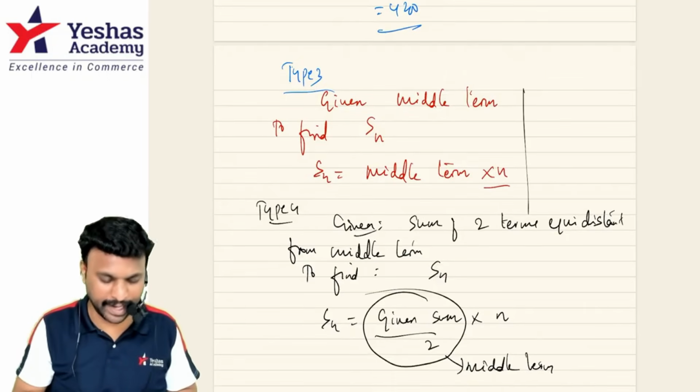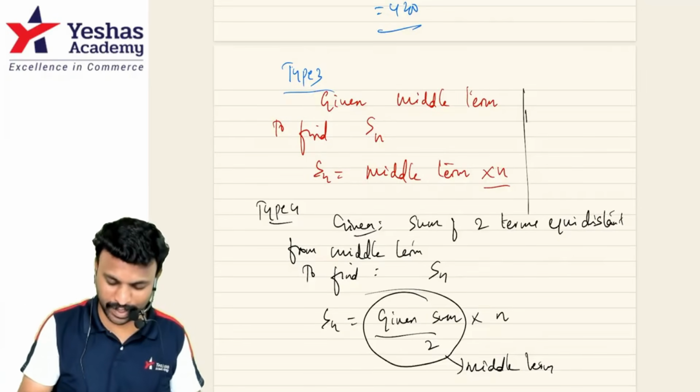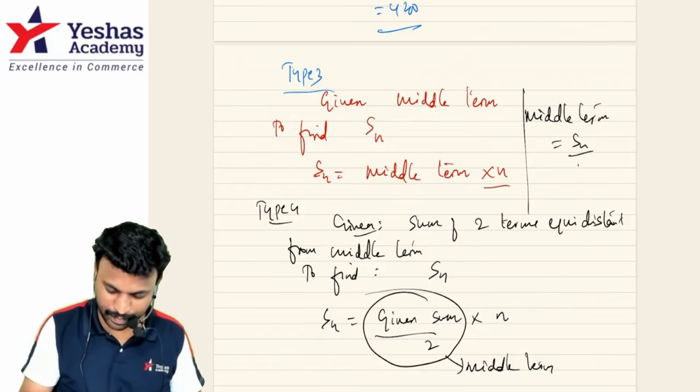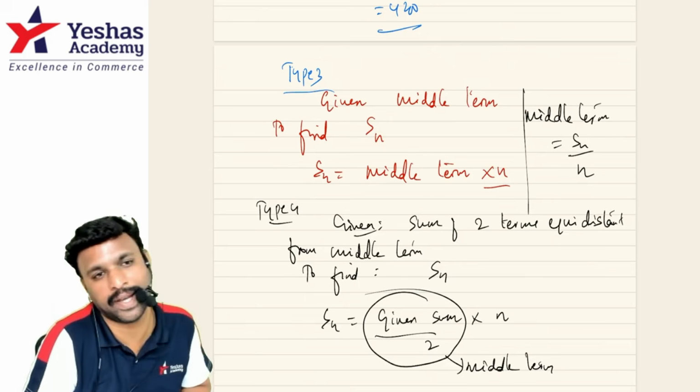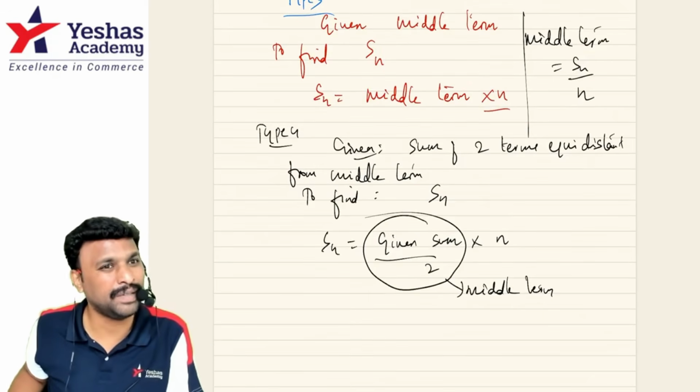See, in type 3, there's one more variety. Instead of giving the middle term, they may give you the sum and ask you to find the middle term. So what is the middle term? Middle term is sum Sn divided by n. Sum of n terms divided by n. Got it? One example on each.